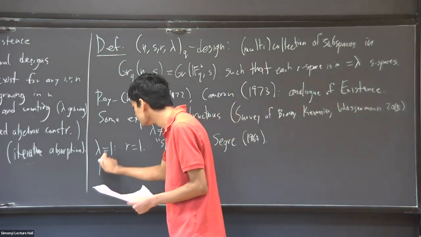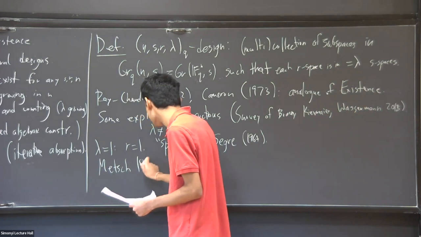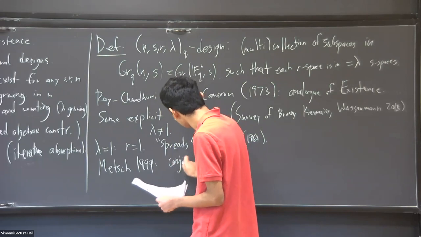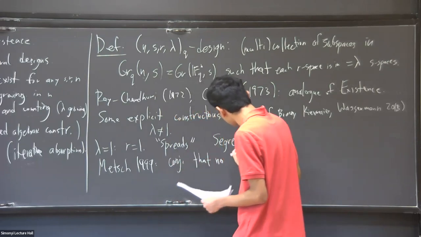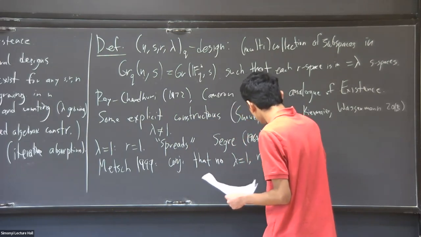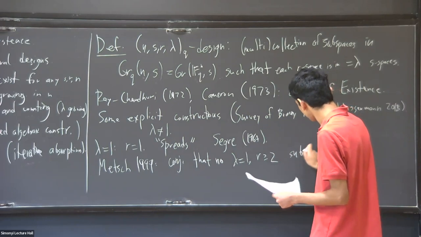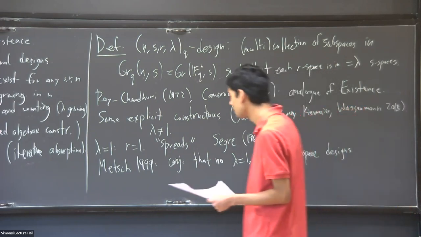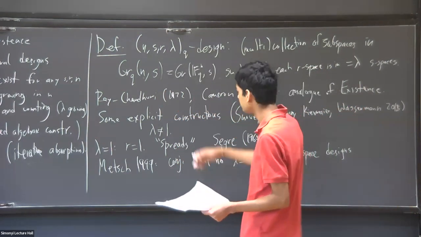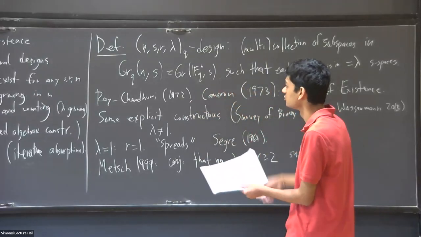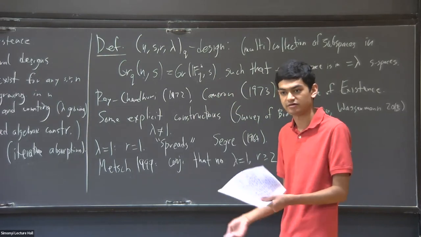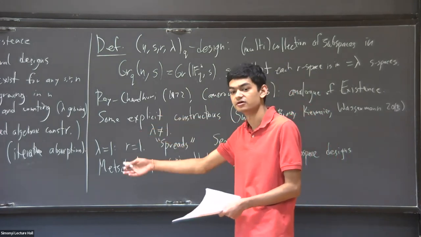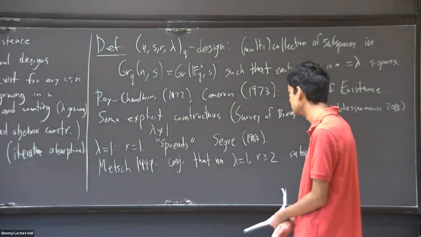But beyond that, almost nothing was known. And in fact, it was sort of a dire situation. There was a conjecture of Metsch that no such designs exist where lambda equals one and r equals two. The existence question, or more just whether it is true or not, was actually reiterated in the survey by Gil Kalai, where he was discussing Keevash's existence result. And this was a problem that was left open as an interesting direction as well.